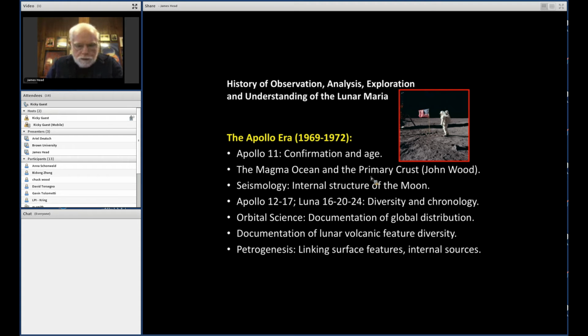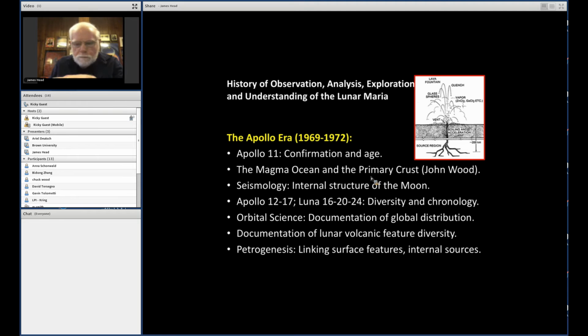And of course, with the samples in hand from the continuing Apollo missions, we were able to think about the petrogenesis. How do we link surface features and internal sources? What can we learn from the rocks about the petrology, about the petrogenesis, the generation, ascent, and eruption of these magmas? So this was followed, in fact, by concepts about the relationship of linking surface features to internal sources.